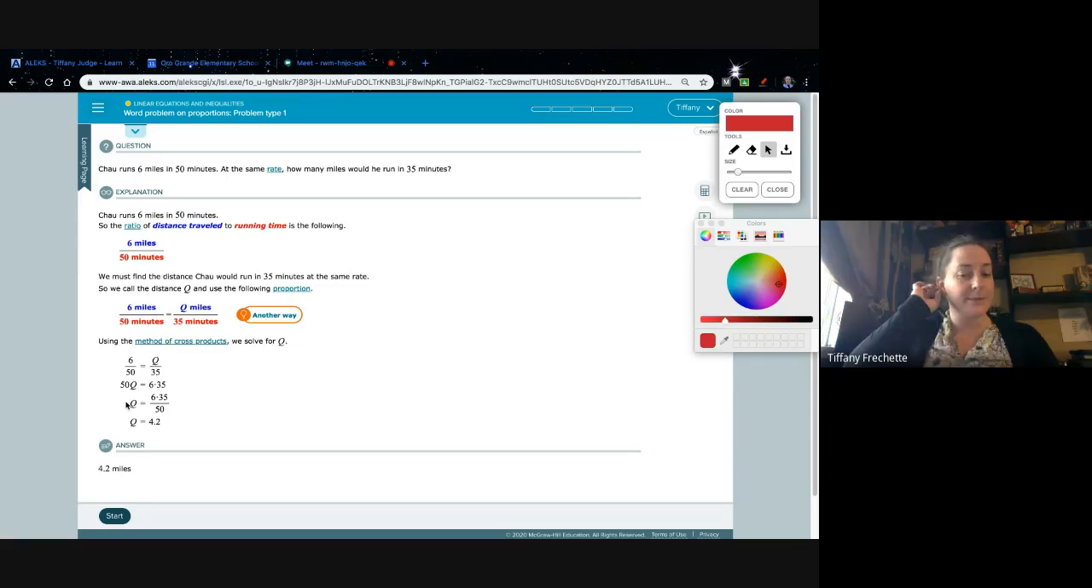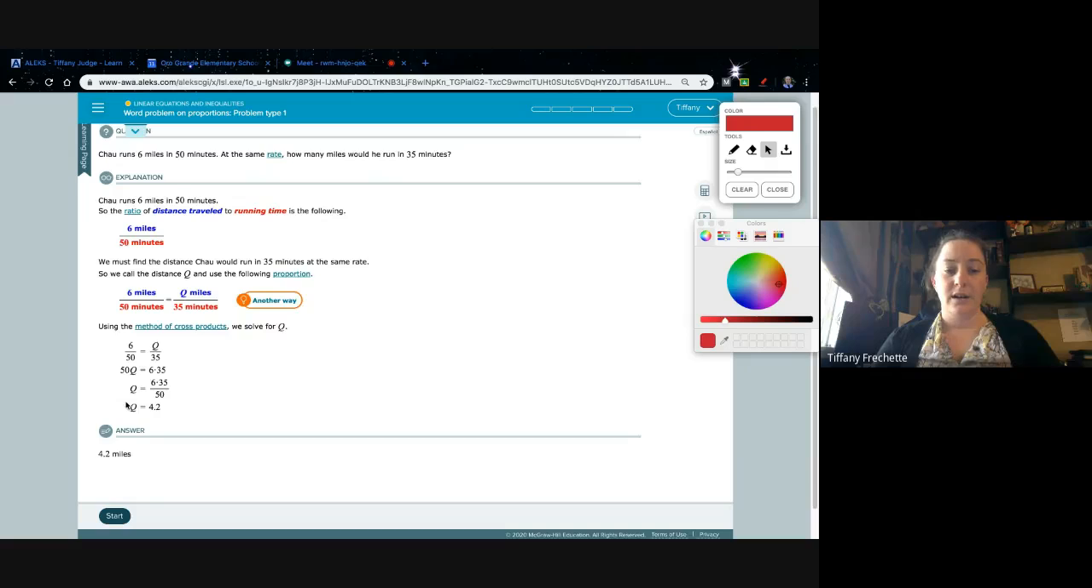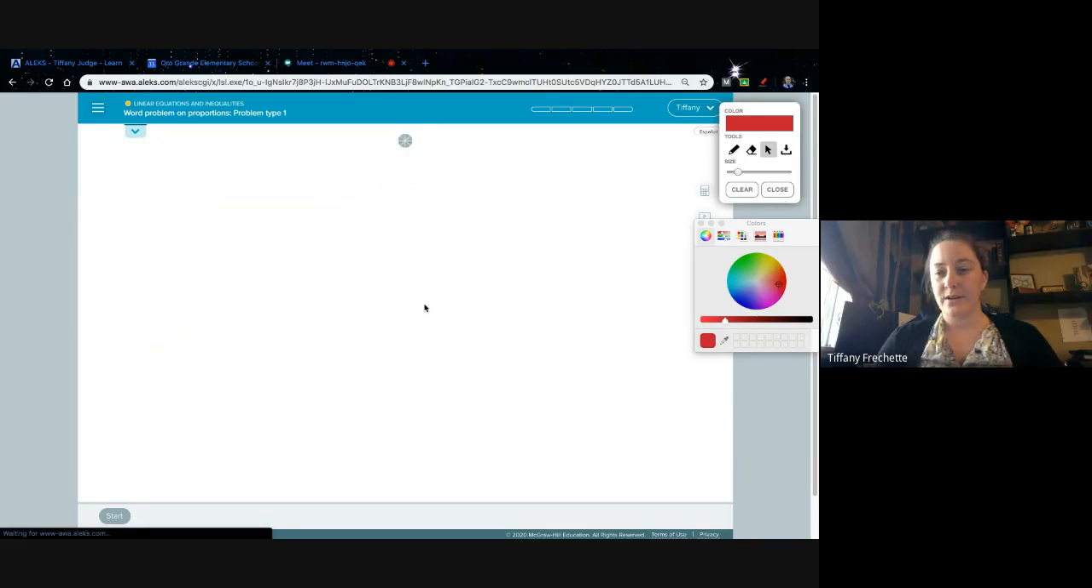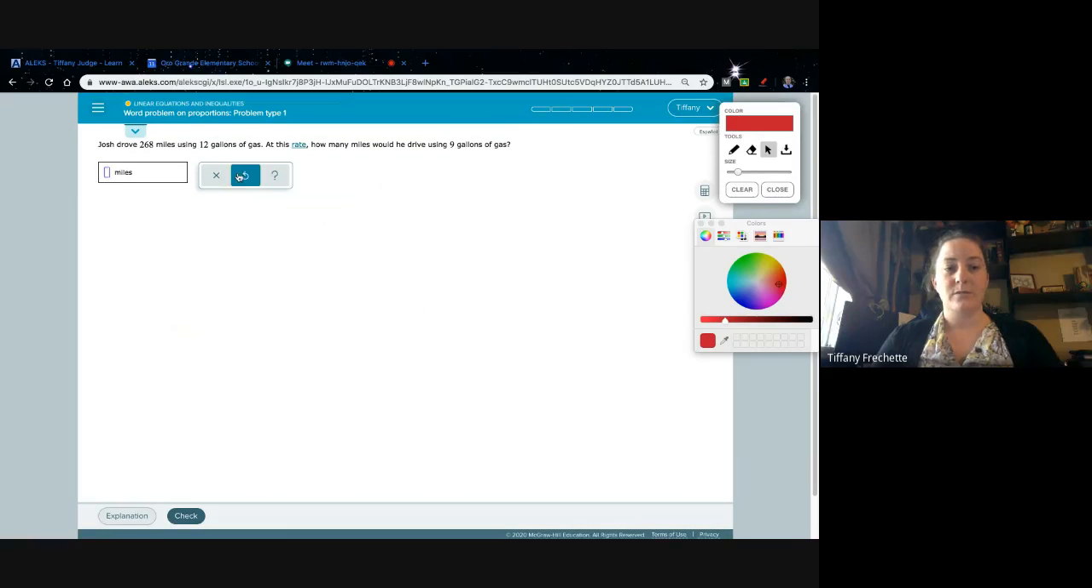So I'll show you all these steps on the next page here too, because I do write out the steps in more detail. I'll say it that way. And then they went ahead and they finally did 6 times 35 divided by 50, and they got 4.2. So in 35 minutes at that same rate, you should be able to run 4.2 miles. All right, let's go ahead and start, because it'll make a little more sense when we're actually doing it.